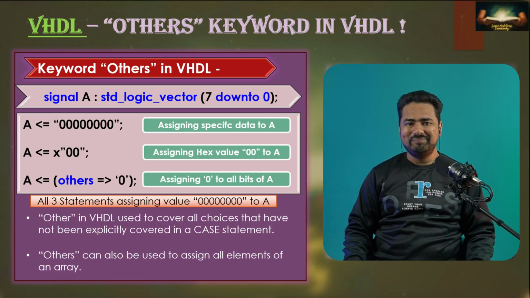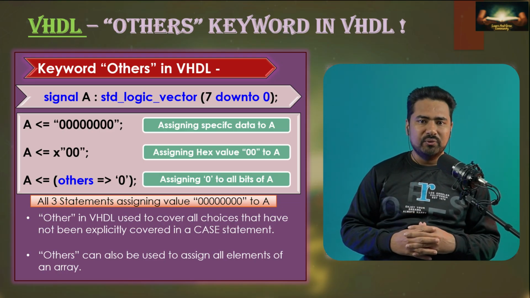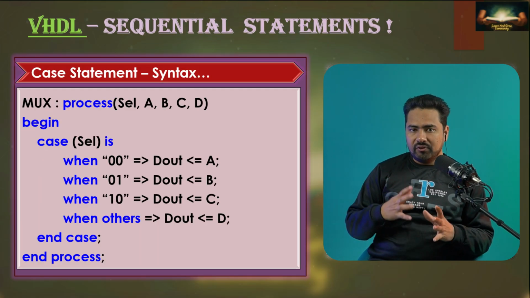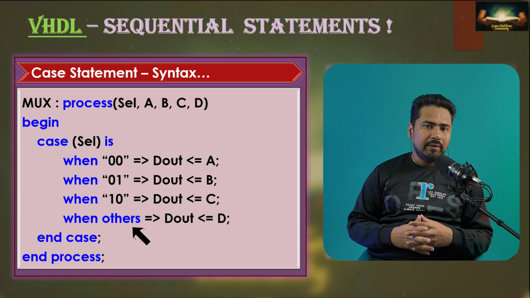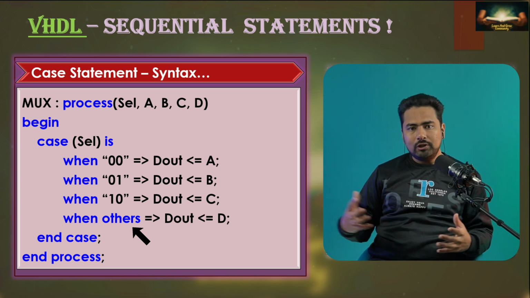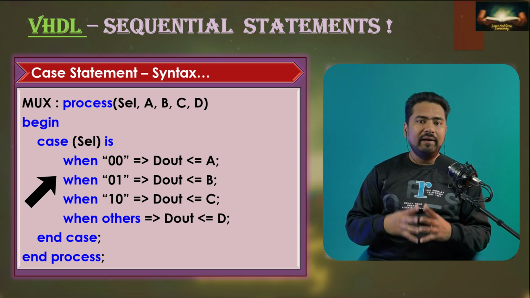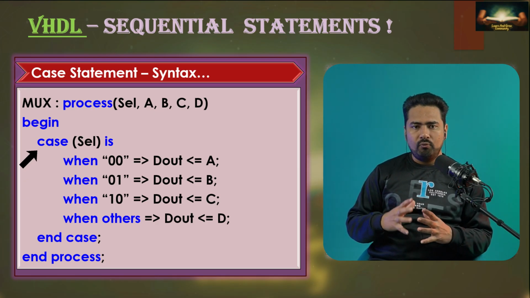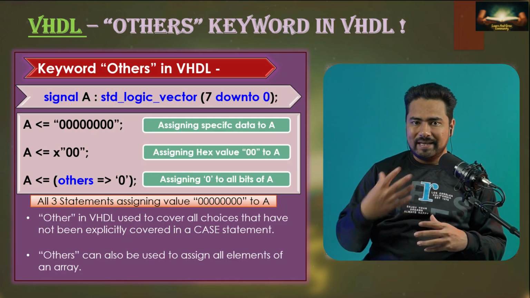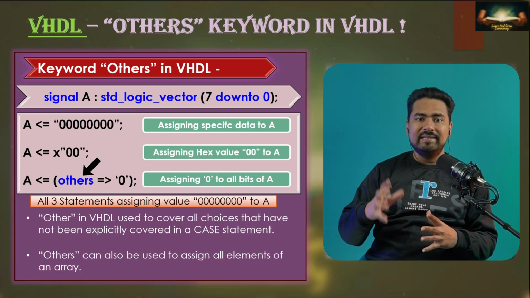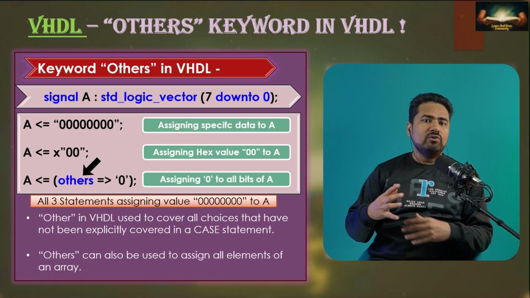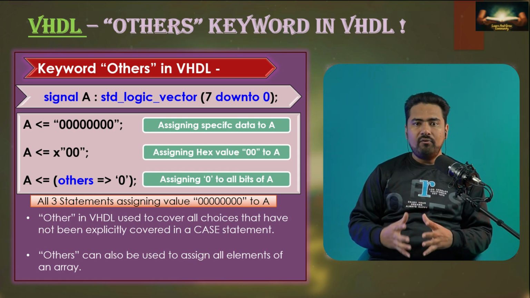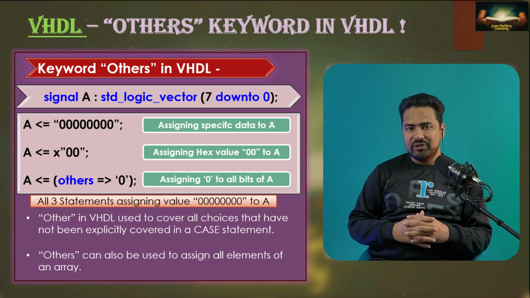So let's start. The others keyword has two main use cases, depending on the context where it is being used. First, it is used in a case statement, so it covers all the choices that have not been specified as choices. We discussed this in the case statement session, so we will not go into details here. Second, the others keyword is used to assign some values to all the elements of an array, regardless of its size. So this is the area we are going to focus on in this section.